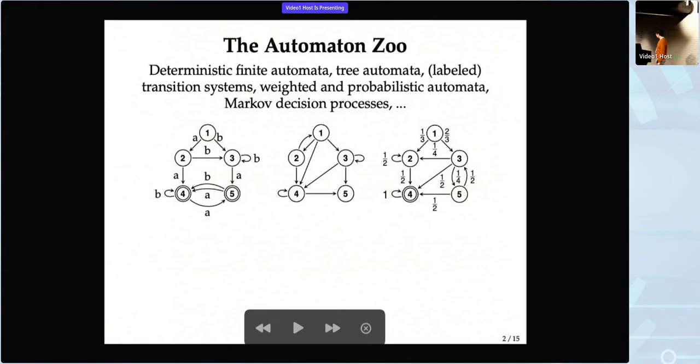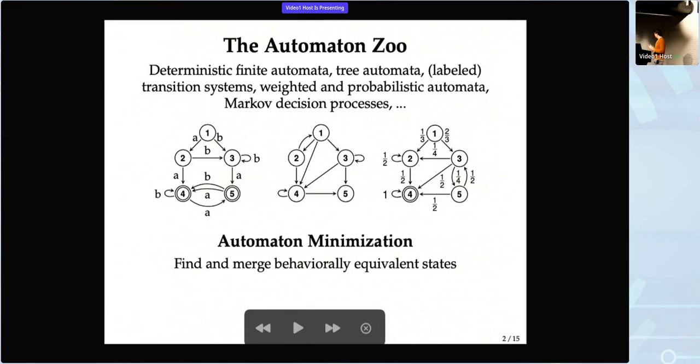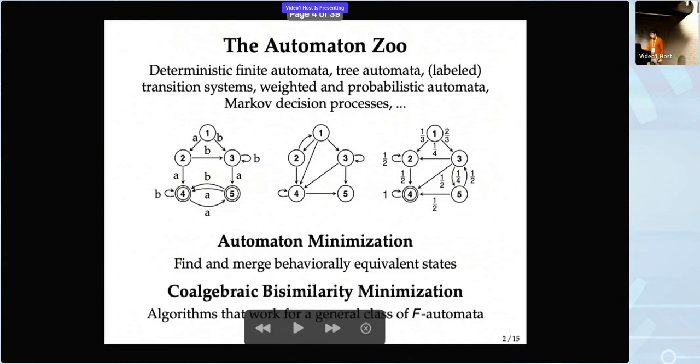So what is this all about? As you well know, there are many different types of automata: DFAs, tree automata, probabilistic automata, transition systems. And for all of these automata, we have algorithms to minimize them, so to merge equivalent states. And these algorithms usually do something depending on the automaton. So you can see, for example, in the probabilistic automaton, you may sometimes need to add up these probabilities when you merge states. And this doesn't occur in the DFA, for example. So the algorithm does need to do something else. But coalgebraic bisimilarity minimization somehow gives you a single algorithm that can apply to many different automata and equivalence relations on the states.